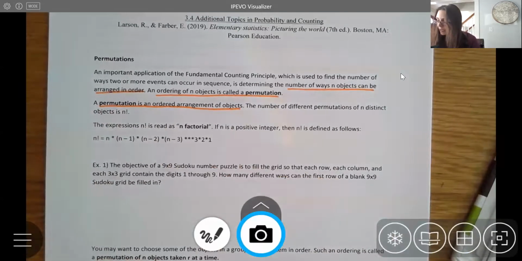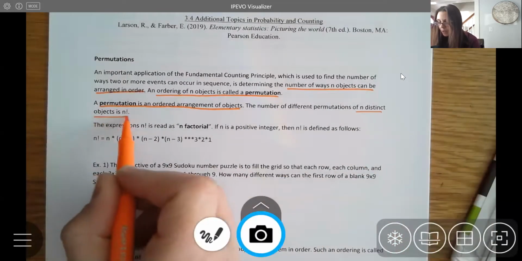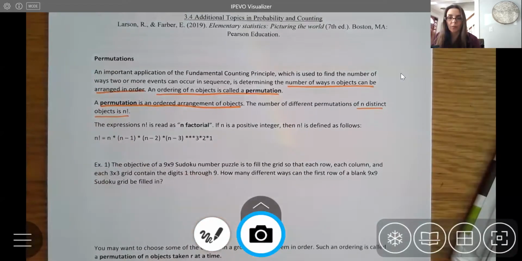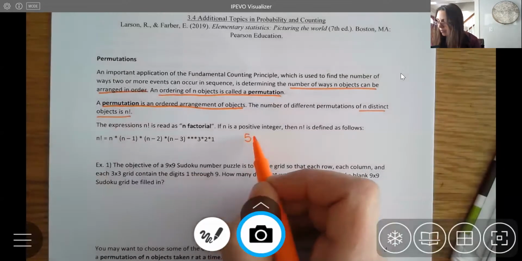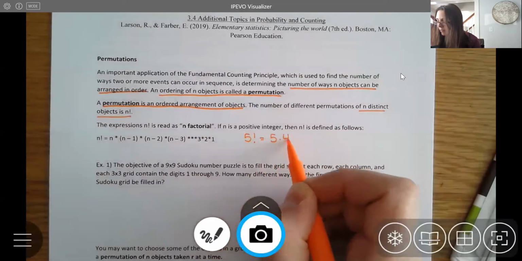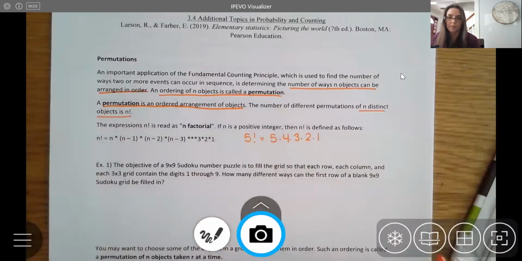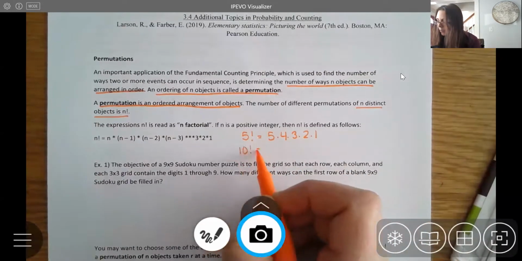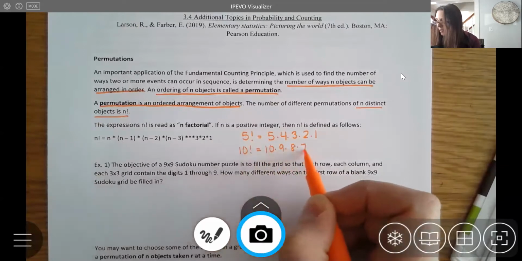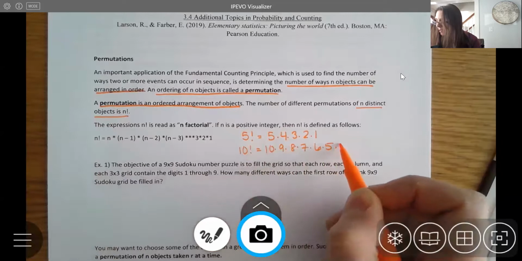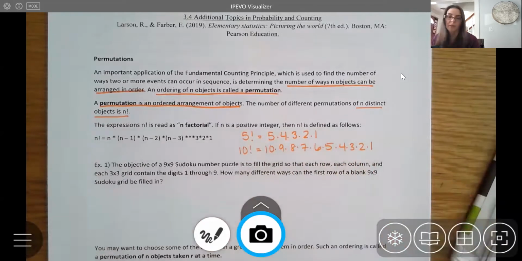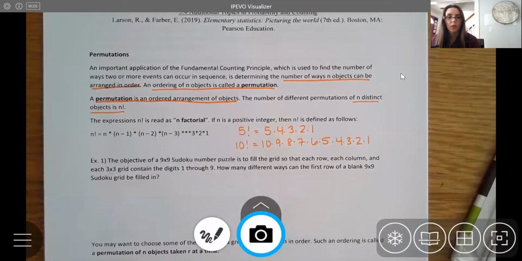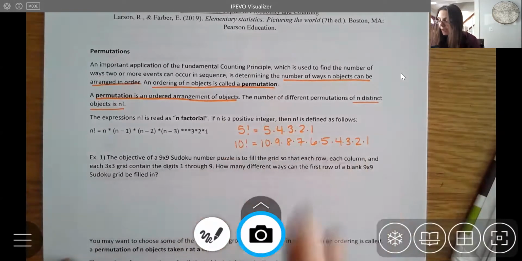The number of different permutations of n distinct objects is what we call n factorial. So that's an exclamation point. In math, that is called a factorial. And basically what it does is it allows us to multiply down. So for instance, as an example, 5 factorial is 5 times 4 times 3 times 2 times 1. 10 factorial would be 10 times 9 times 8 times 7 times 6 times 5 times 4 times 3 times 2 times 1. Okay, so going all the way down the line, that's what a factorial means. And that is a fast way for us to figure out the number of permutations.